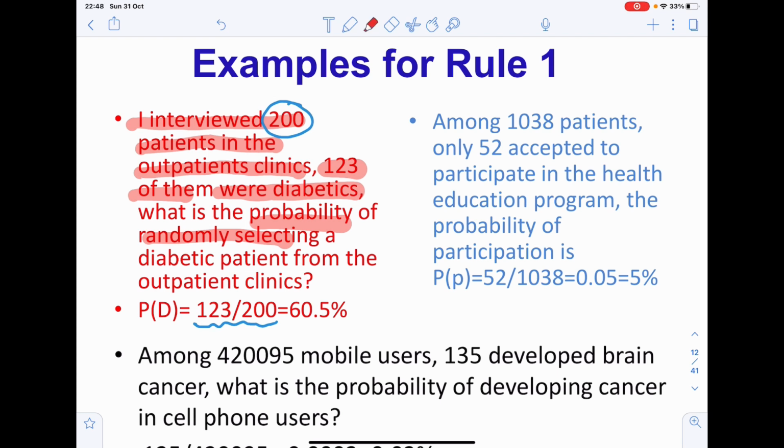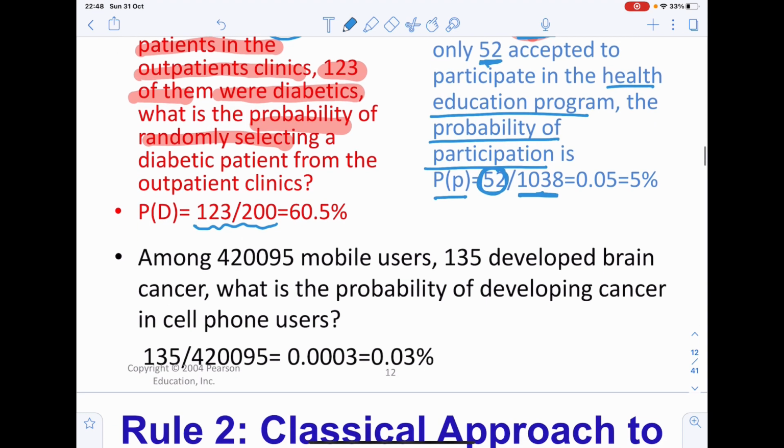Okay, now let's see this example. Among this number of patients, the overall patients, only 52 accepted to participate in the health education program. So only 52 people were chosen to participate in the health education program. What is the probability of participation? Same thing, the probability of participation is the number of those who participated over the number of all the people in the experiment, which is 1038. So we divide them and we get this number.